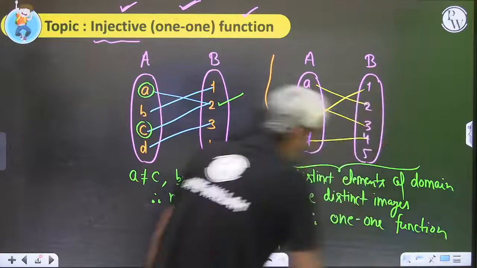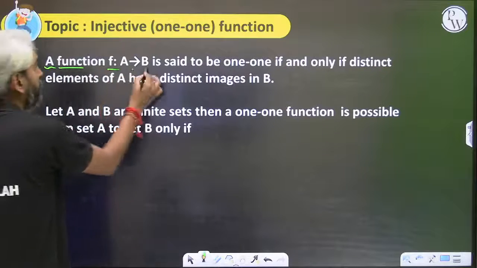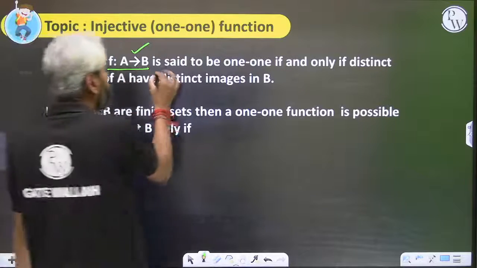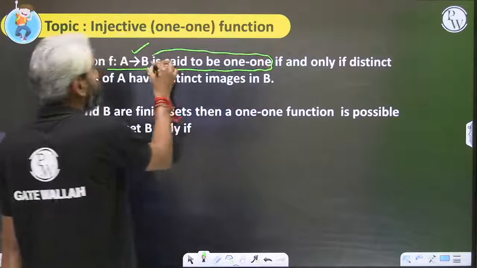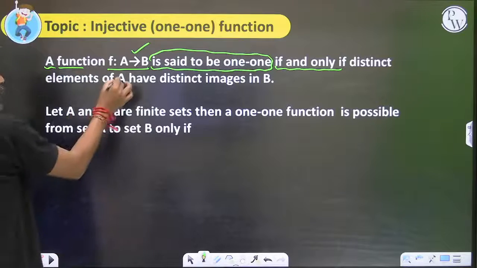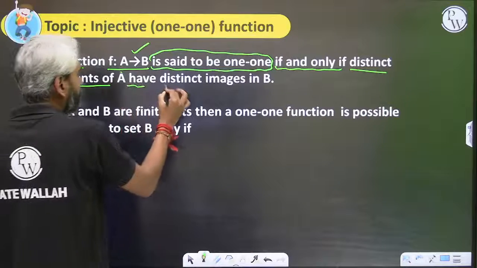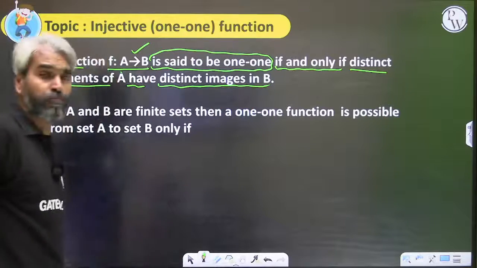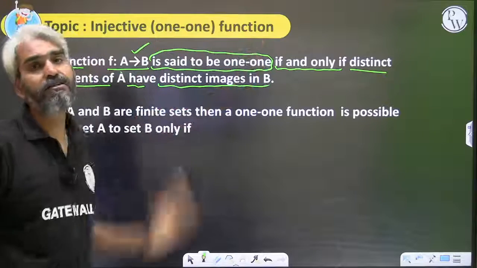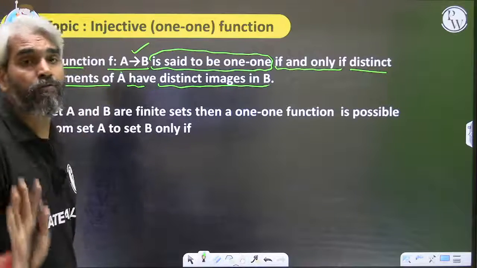What is the definition of a 1-1 function? Let's go to the next slide and you will understand it. A function f from A to B is said to be 1-1 if and only if distinct elements of A have distinct images in B. So no two distinct elements of set A should have the same image in set B. If this condition is satisfied, then the given function will be called a 1-1 function.